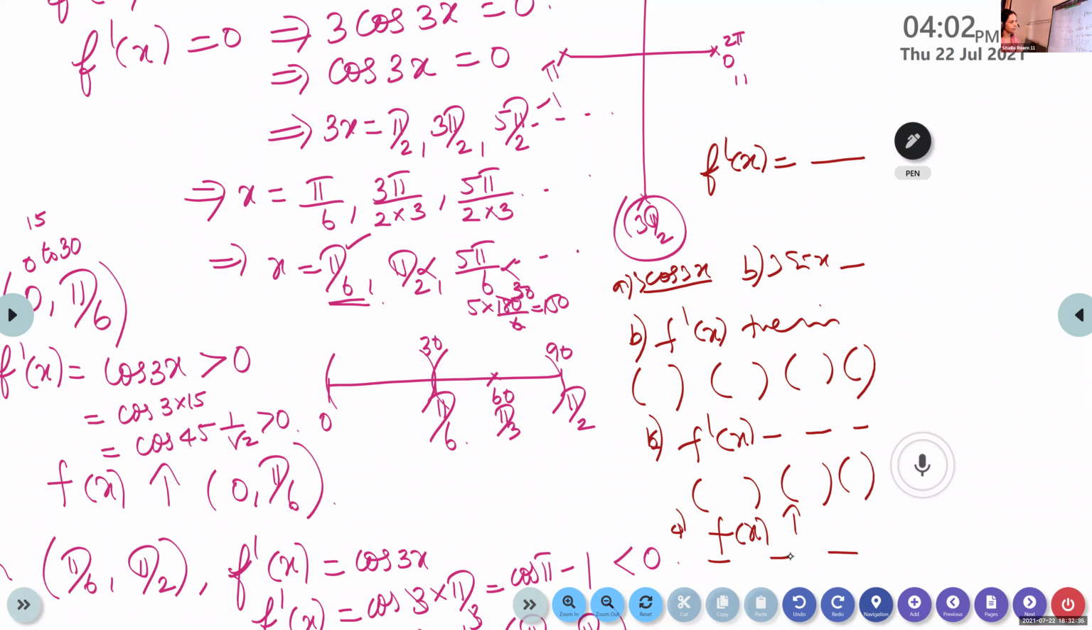Is it clear? Okay, or that solution part also they may ask. Cos 3x is equal to 0. So what are the possible values of x? So what are the possible values of x here? x takes only the possible value here, pi by 2.